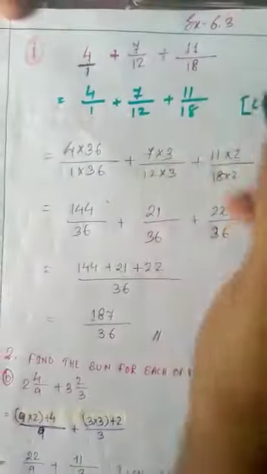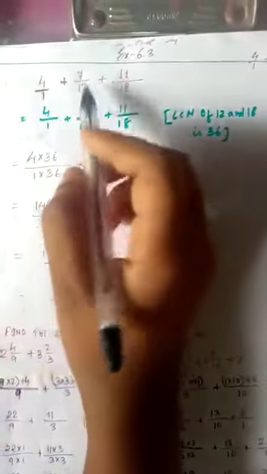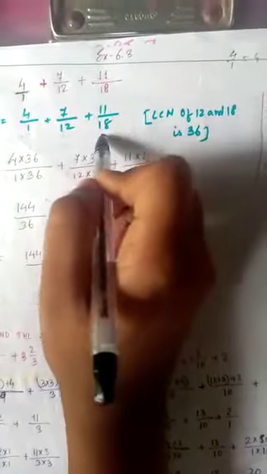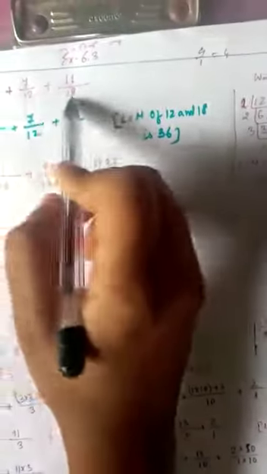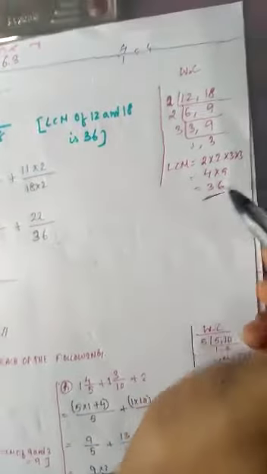Okay, as 4 by 1 means it will be 4 only. So that's why 4 by 1 plus 7 by 12 plus 11 by 18. So now we have to find the LCM of 12 and 18. So 12 and 18 LCM we have got. After doing this work, you can see I have got this 36.